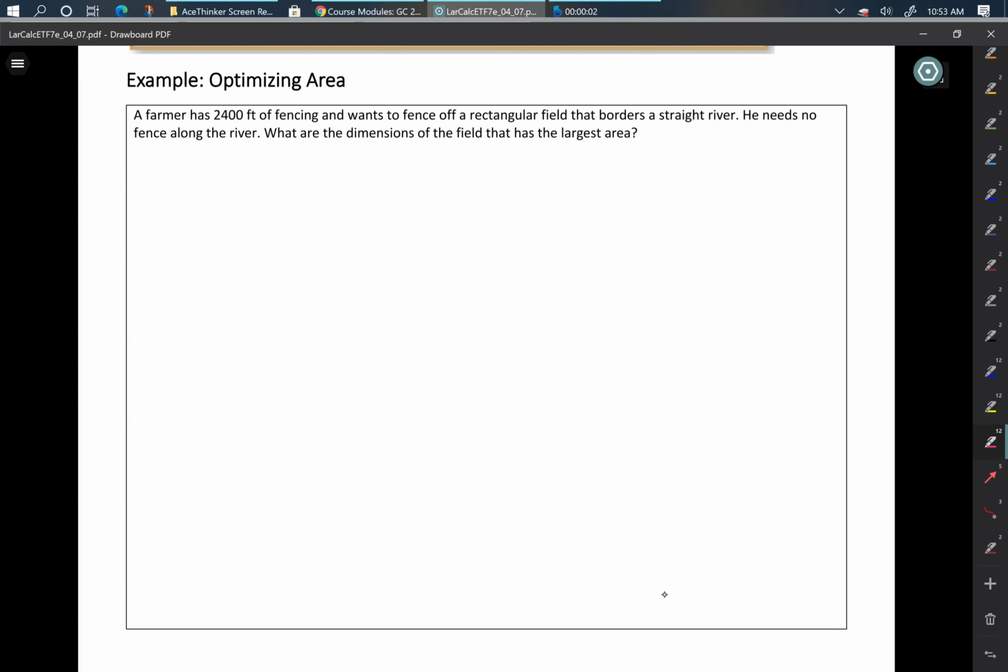Okay, part 2, section 4.7, optimization. The farmer has 2,400 feet of fencing and wants to fence off a rectangular field that borders a straight river. He needs no fence along the river. What are the dimensions of the field that has the largest area?